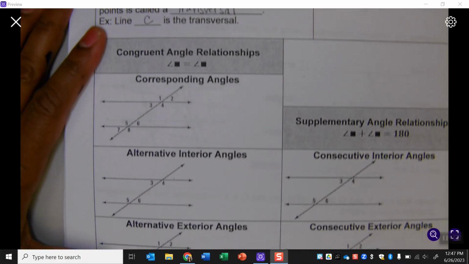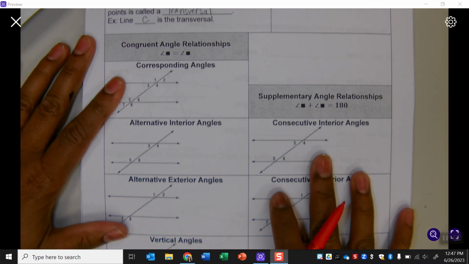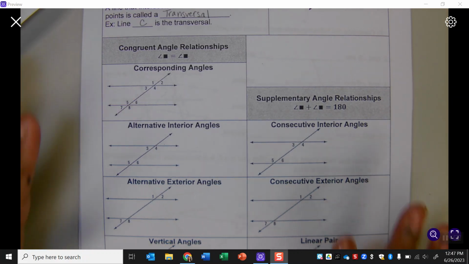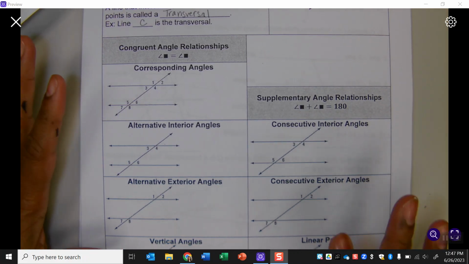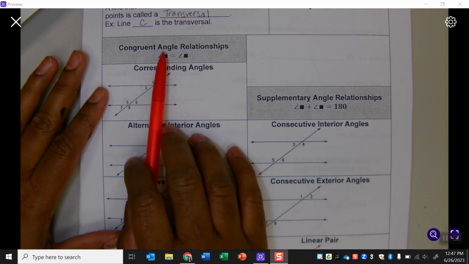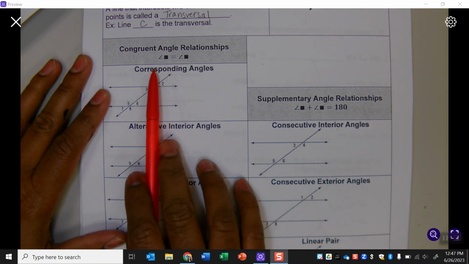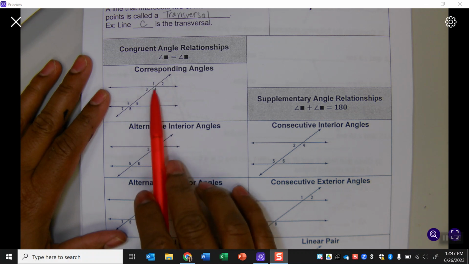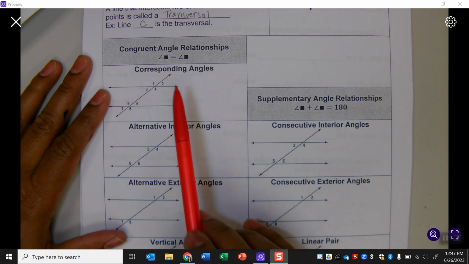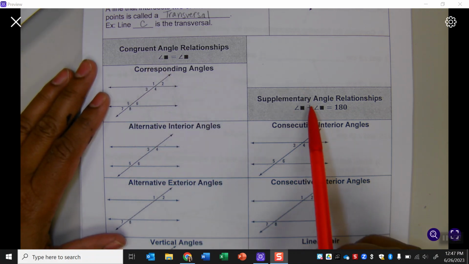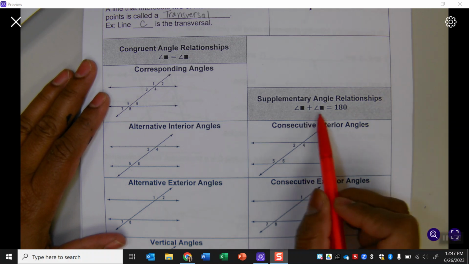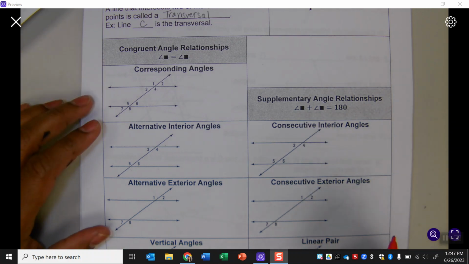When we have two parallel lines and a transversal, we get a bunch of different angles and properties with those angles. We have two different relationships. Some of the angles formed by the transversal are congruent and some of them are supplementary, meaning they add up to 180. Those are the only two options.